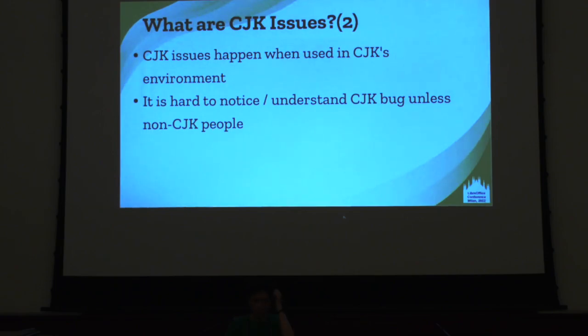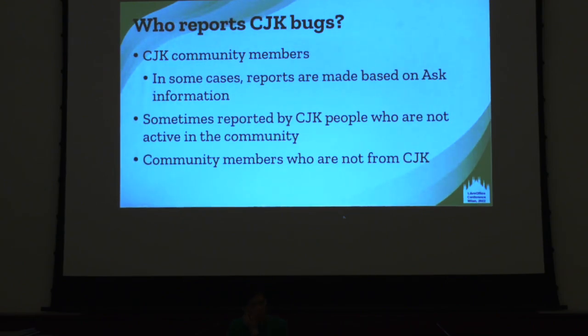CJK issues happen when using a CJK environment, and not only as function problems. It is hard to notice and understand a CJK bug unless you are a CJK person. Who reports them? Mostly CJK community members. Sometimes users report to the ask site, and community members translate to the developers. Sometimes non-active members report directly. And I was surprised that in a few cases non-CJK community members also report CJK bugs.